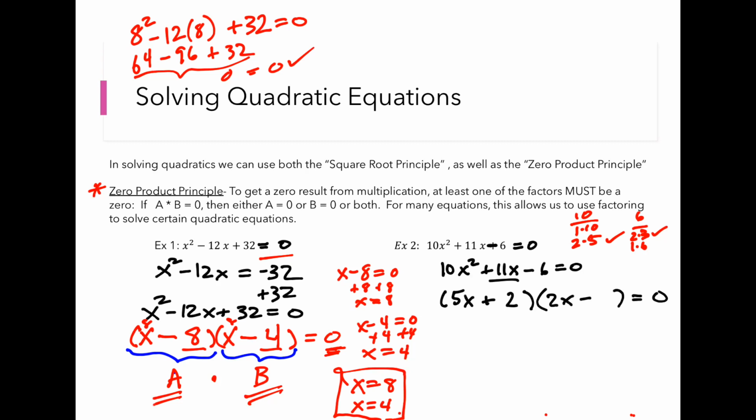So let's put 2 and 3 in here first. This would give me 4x and negative 15x, which is a great illustration here. This would be minus 11x, but I want positive 11x. So I got the right number with my inners and my outers, but the wrong sign in front of it. And so that clues me in terms of what I want to do.